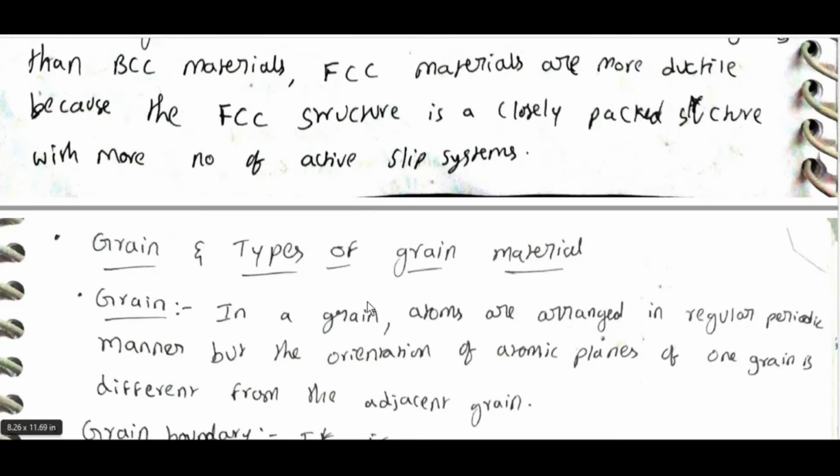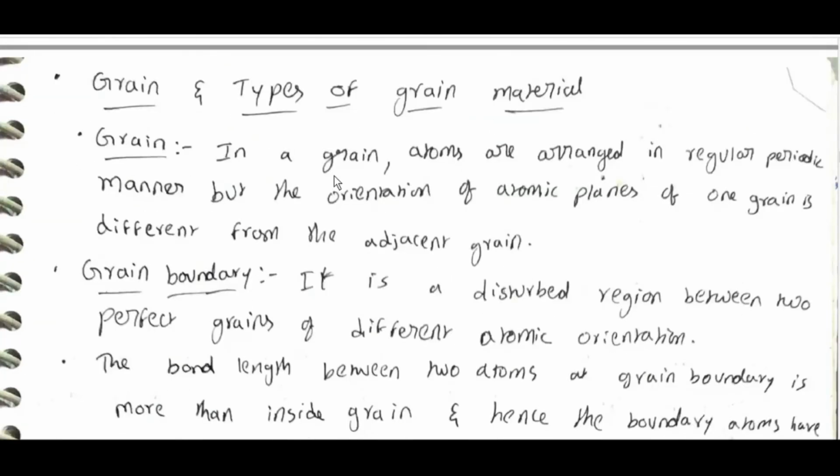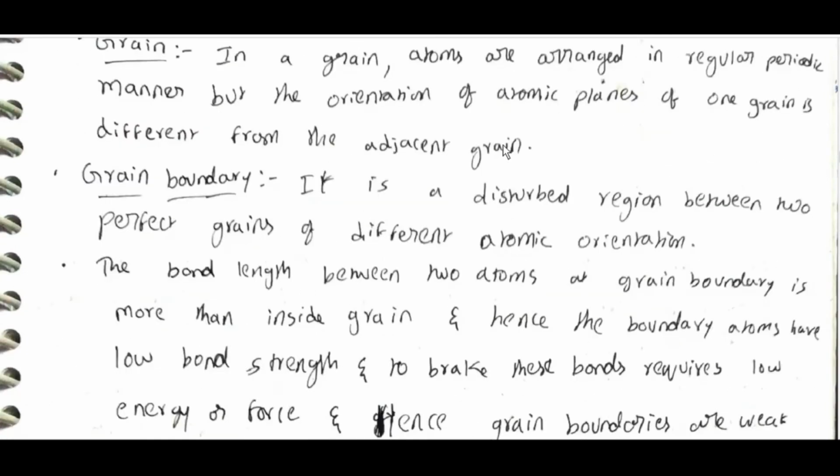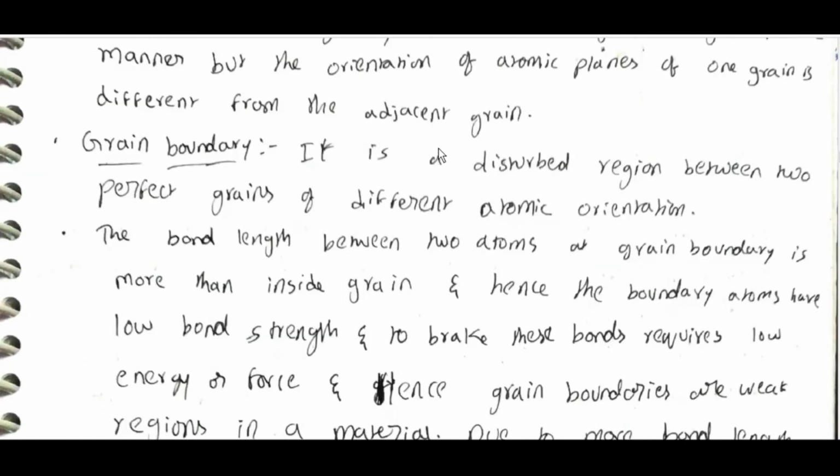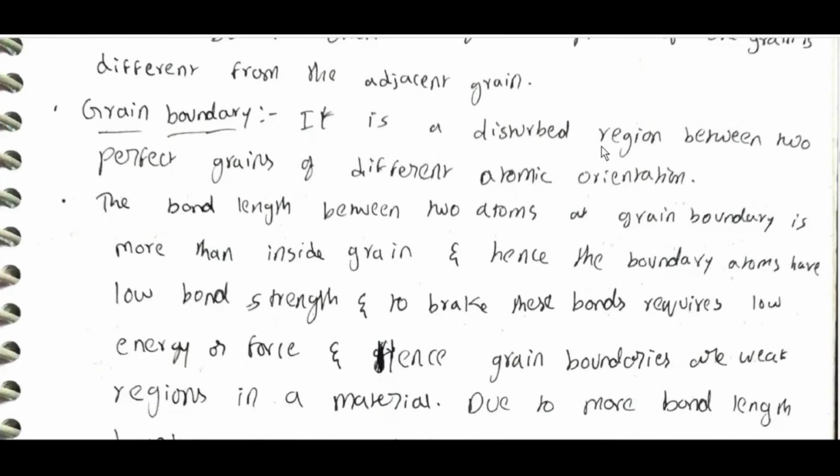Grain and types of grain material. Grain: in a grain, atoms are arranged in a regular periodic manner, but the orientation of atomic planes of one grain is different from the adjacent grain. Grain boundary: it is a disturbed region between two perfect grains of different atomic orientation.